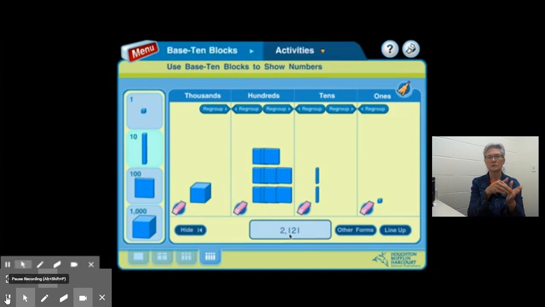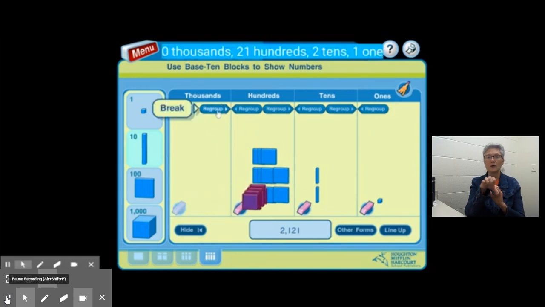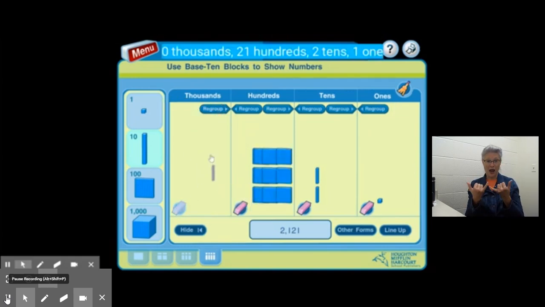2,121. We could also, if we want, represent it in another way and regroup this 1,000 into 10 hundreds as well. So now we don't have any large cubes for the thousands place, but that's because I regrouped both of them into the hundreds.